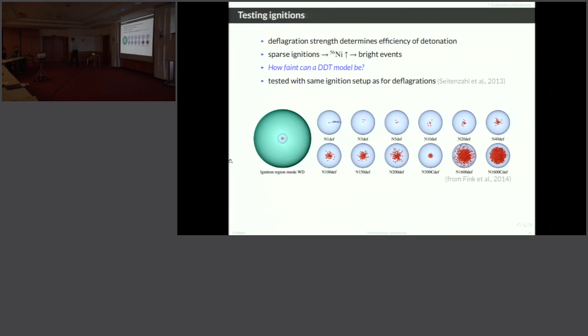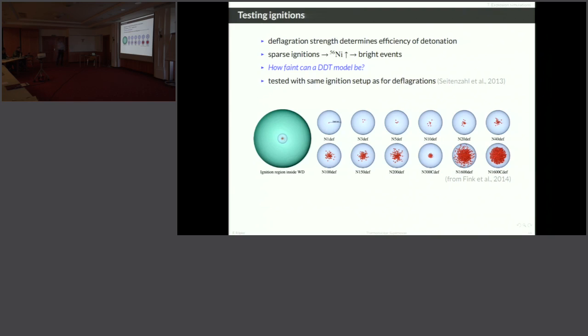Okay, now this scenario has also been tested for model parameters. Again, as I said before, the deflagration strength determines the efficiency of the detonation. Sparse ignition leads to strong detonations in the end because the star does not pre-expand so much, and therefore more nickel-56 is produced and we get bright events. So this seems to be rather easy to achieve in this model. Bright events are easy, but the question is how faint can such a deflagration detonation model be? Because in the end, in order to make it faint, you have to pre-expand it as strongly as possible with the deflagration. So the strongest deflagration that you can get determines the faintest DDT model.